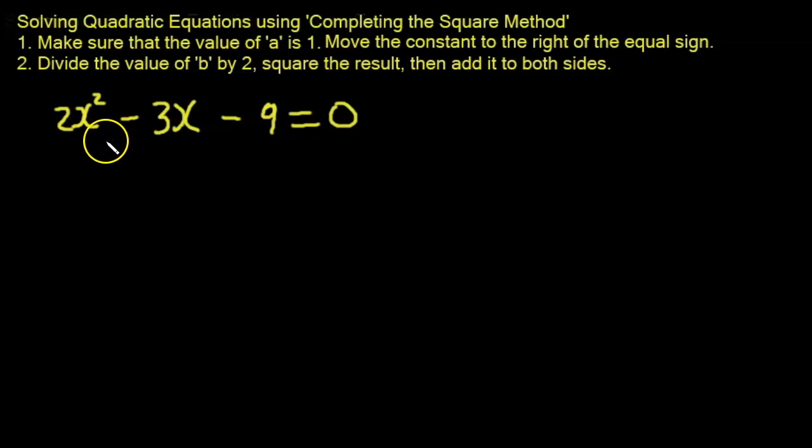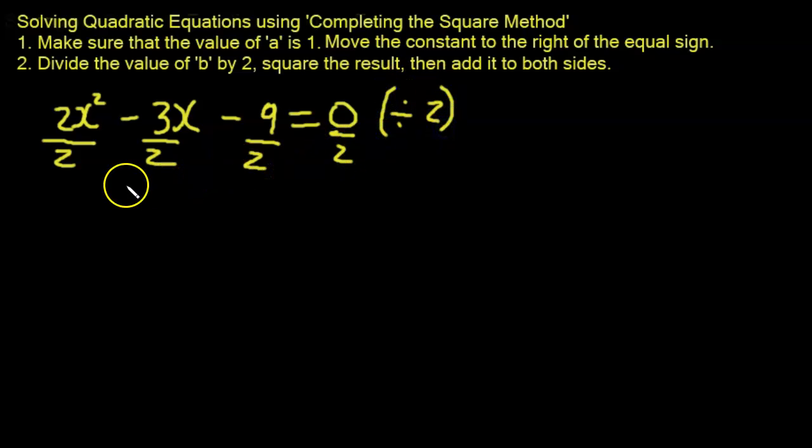So we need to make it 1. And how can we do so? Yeah, correct. Divide each term by 2. So we're going to divide each term by 2. So this term over 2, this term over 2, this term over 2, and then 0 over 2. Alright? So we divide each term by 2.